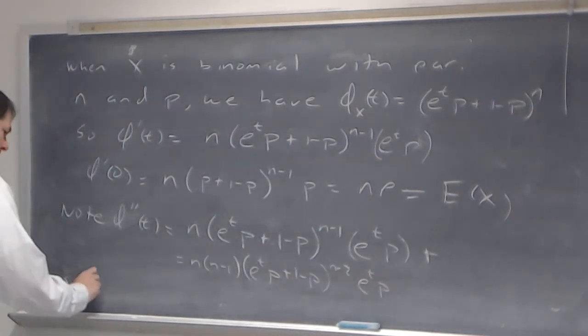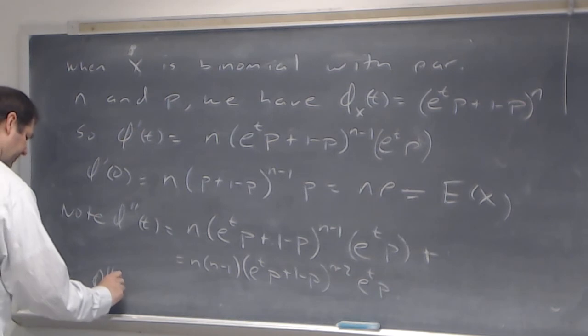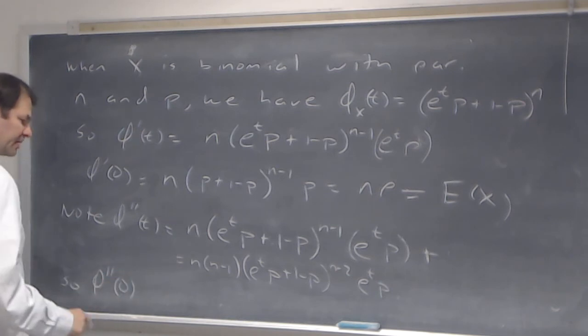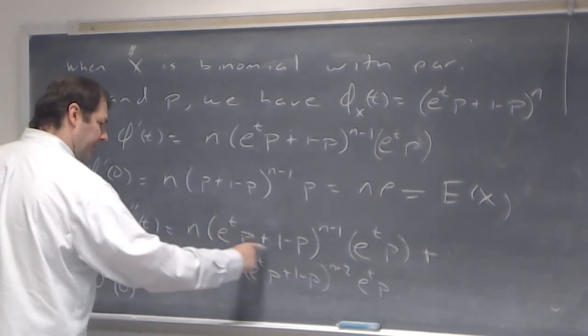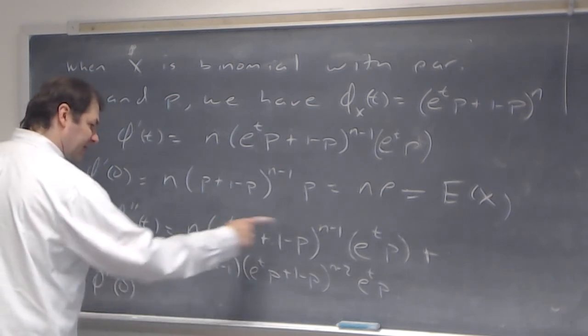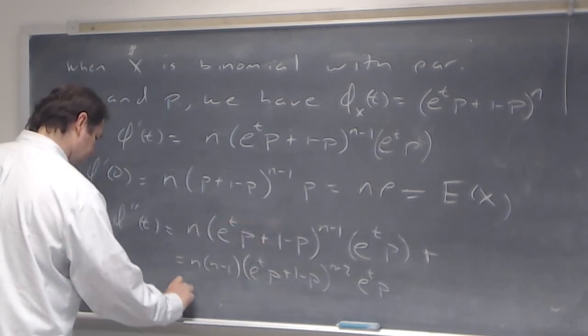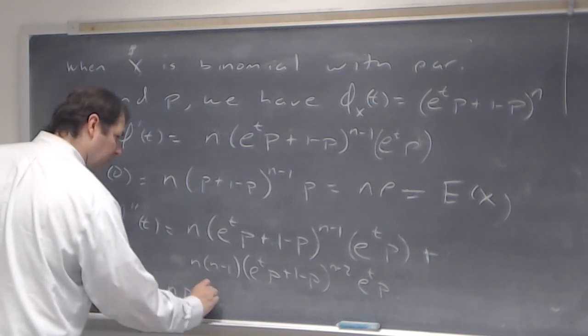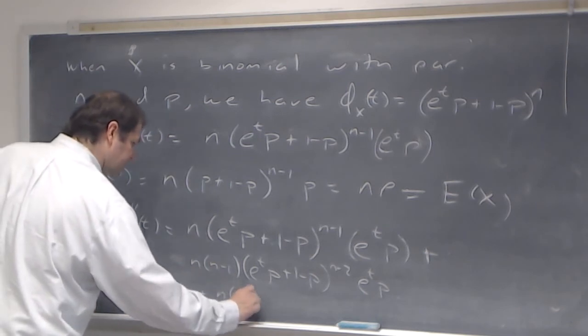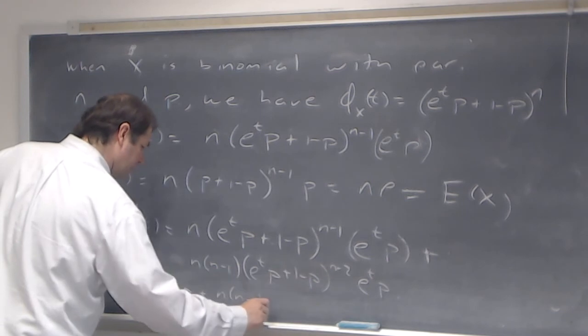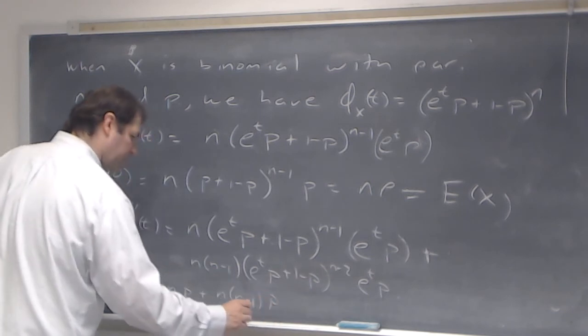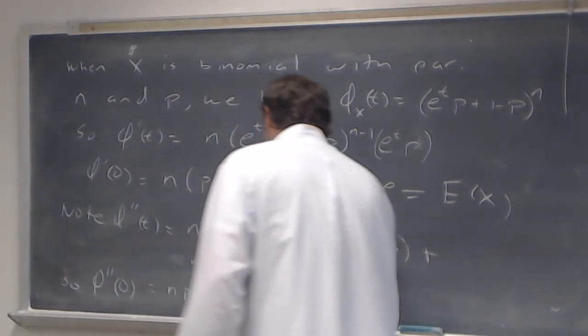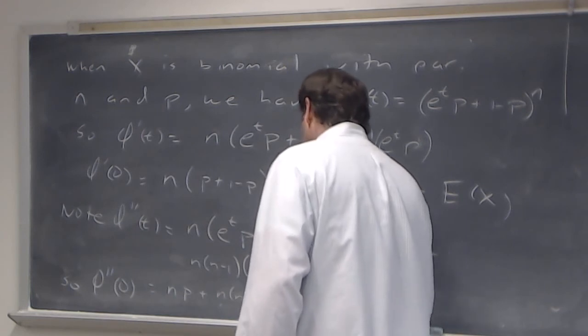So when you take the second derivative and evaluate that at 0, here again, this is going to be n times p. I'm sorry, this was plus, not equals. Here this is going to be plus n times n - 1. This is 1, and so we just get p here. And so that's equal to, this is np.